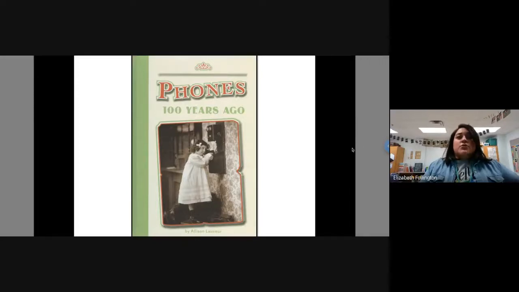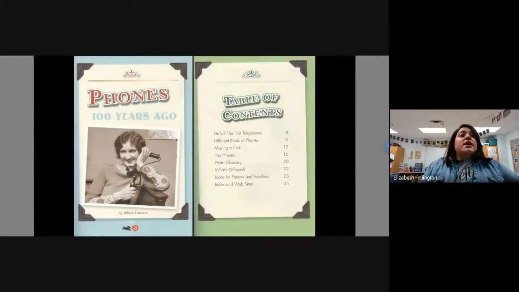Whoa. So this is an old picture of a little girl on a telephone. Is that what girls look like in old days? Yes. Wow. All right, phones 100 years ago.